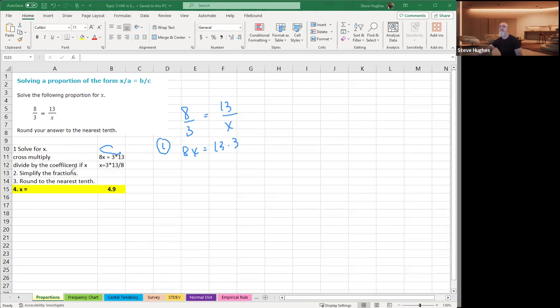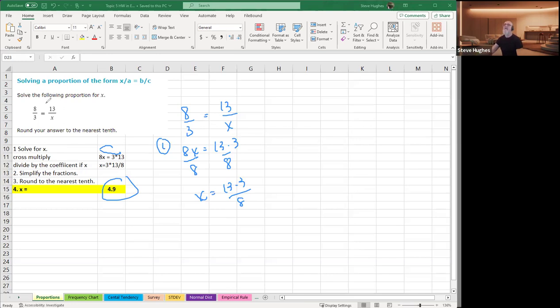All right, second, like it says, divide by the coefficient. So divide both sides by 8. And you get x equals 13 times 3 divided by 8. And your answer there is 4.9.